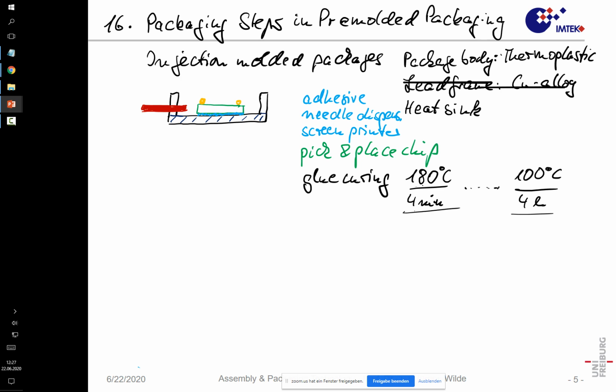Here is no wire bond. Description of wire bonding will be a separate thing. So we do wire bonding.